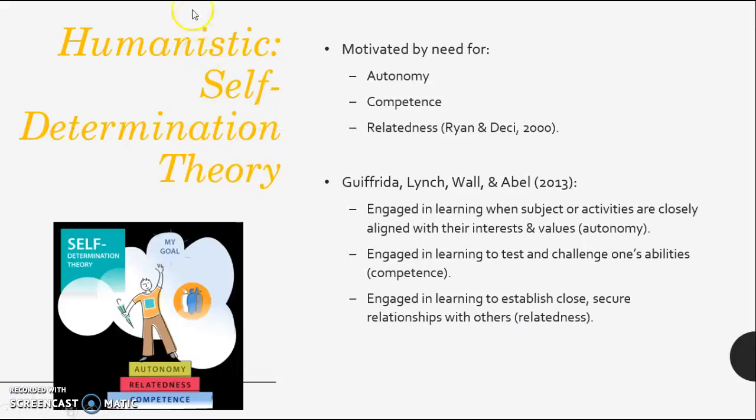So the self-determination theory is another humanistic approach, and it says that we are motivated by our need for autonomy, for competence, and for relatedness. Research shows that students are engaged in learning when the subject or activity is closely aligned with their interests and their values. Students are engaged in learning to be able to test and challenge one's ability, so testing their competence. Students get engaged in learning to establish a close, secure relationship with others, to satisfy their need for relatedness.